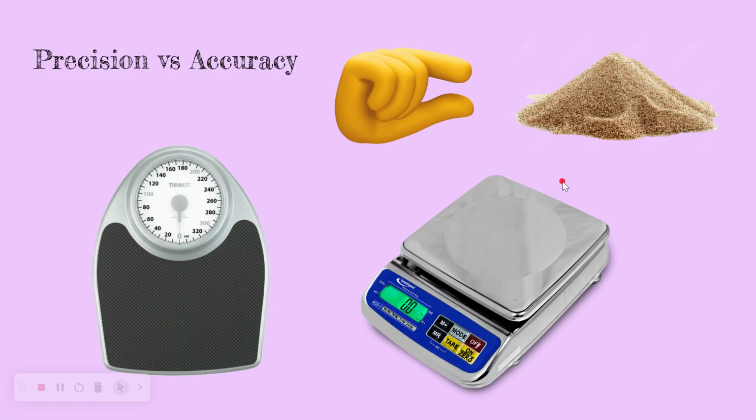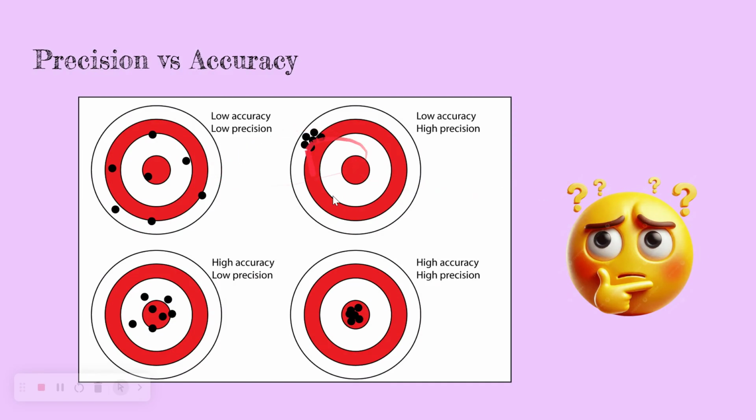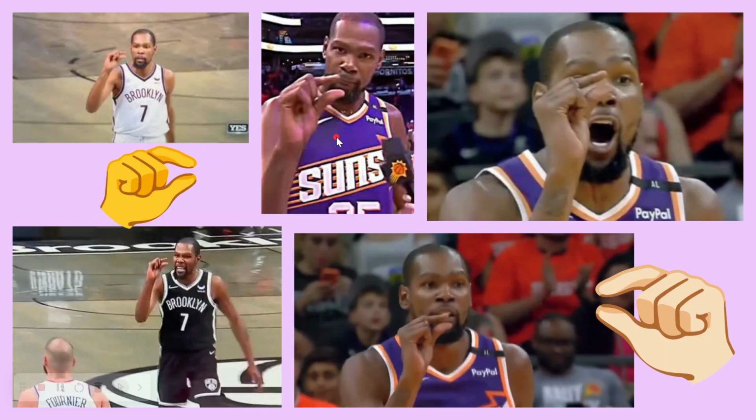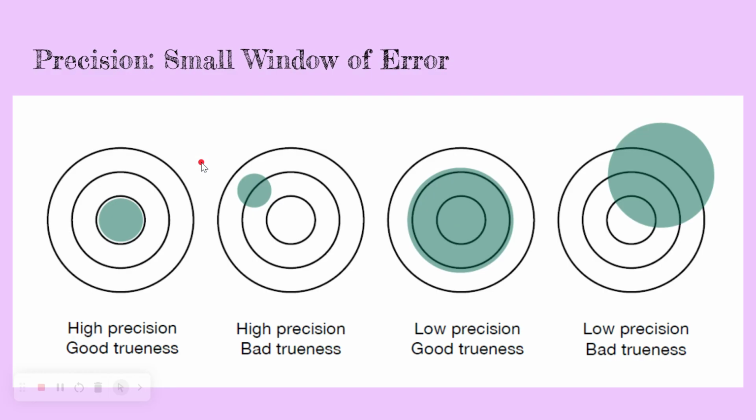Okay, so maybe now we can look at this example and better understand what they're trying to get at. The idea that you can miss, right? You can have data or whatever your goal is that's not accurate, but it's precise because it's all very close to each other. Okay, so precision has a lot to do with closeness. Okay, Kevin Durant is a big fan of showing us what precision looks like. Precision is, again, it just means a small window of error.